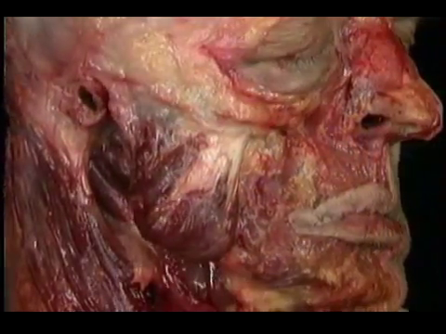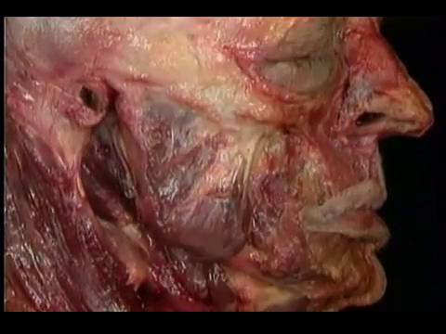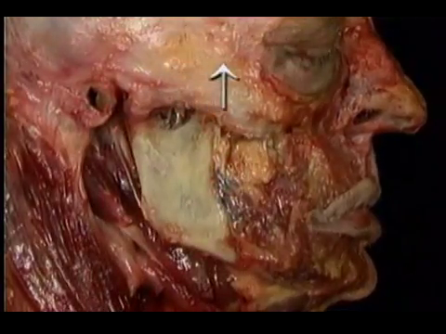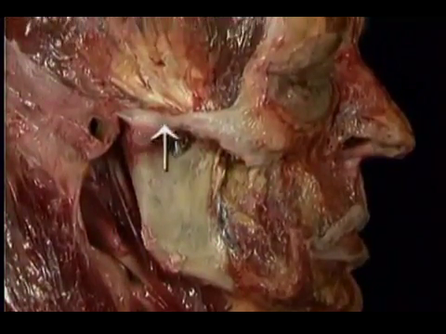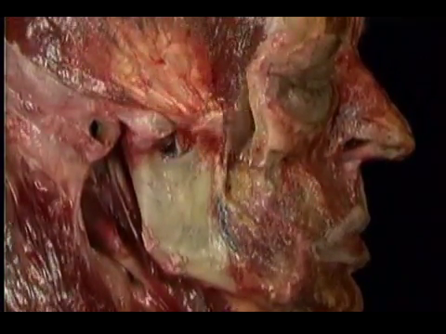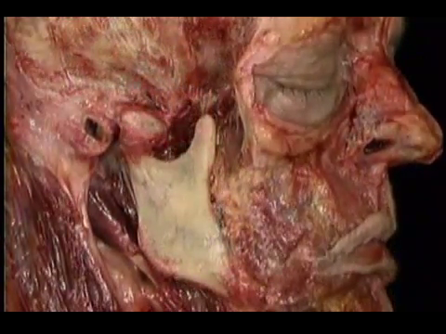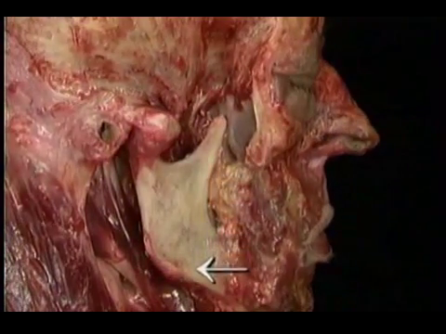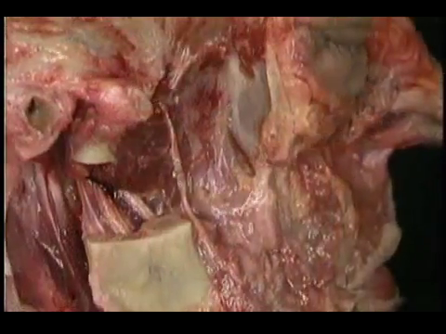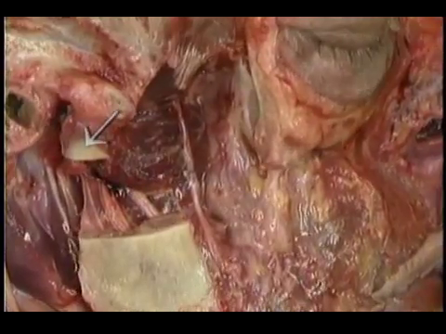To get to this remote area in a dissected specimen, we have to remove several major structures. First, the masseter muscle, then the deep temporal fascia, then the zygomatic arch, and then the temporalis muscle, and the ramus and coronoid process of the mandible, and finally this muscle, the lateral pterygoid, together with the condyle of the mandible.